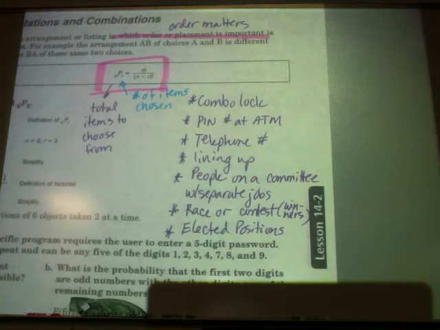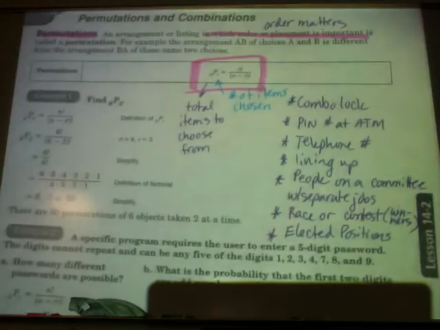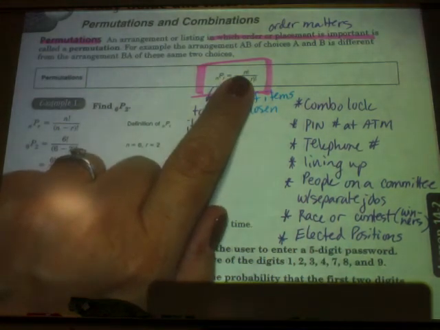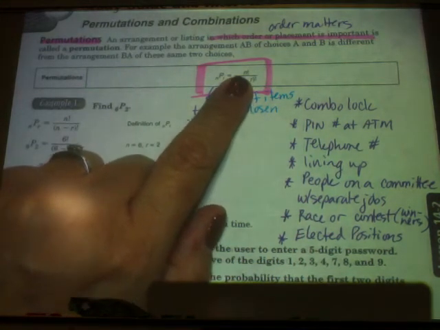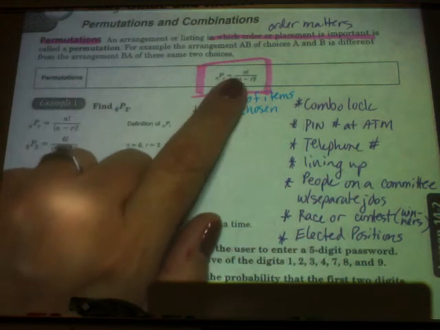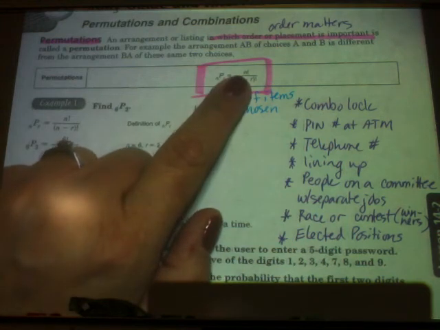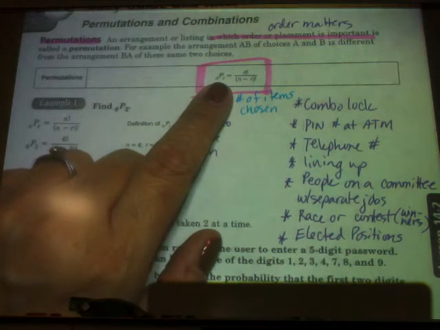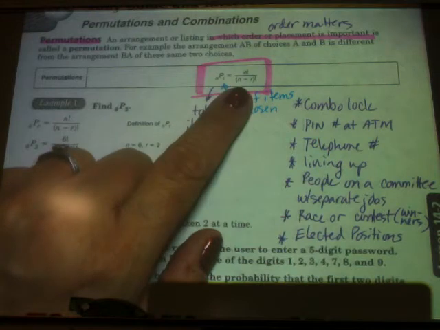All right, so let's see how this works. So we're going to use this formula here, and what does that look like to you? N with an exclamation point. It's a factorial. So you're going to take total items possible as a factorial, and you're going to divide it by the difference between the total items that you can choose from minus the total items that you are choosing or selecting. And then you're going to run that as a factorial.